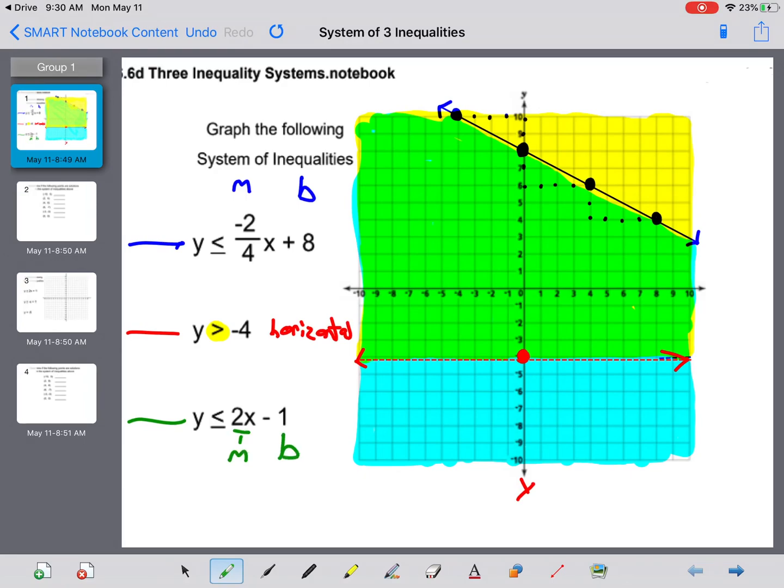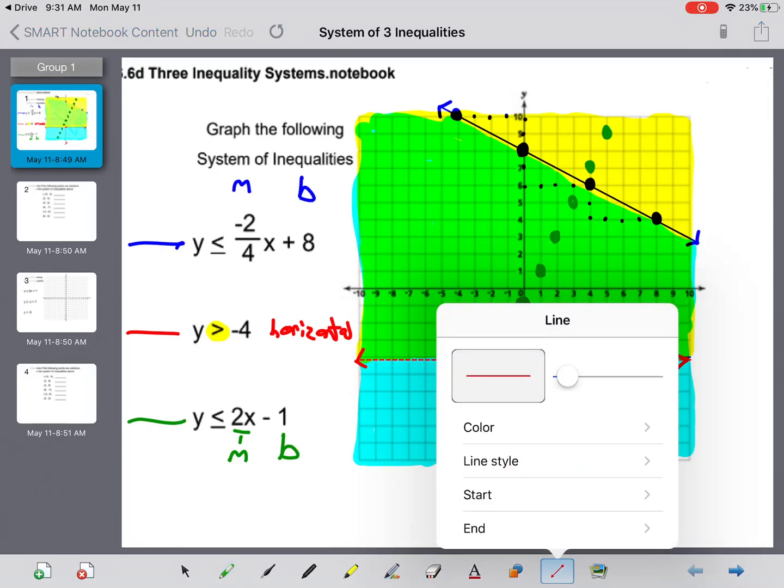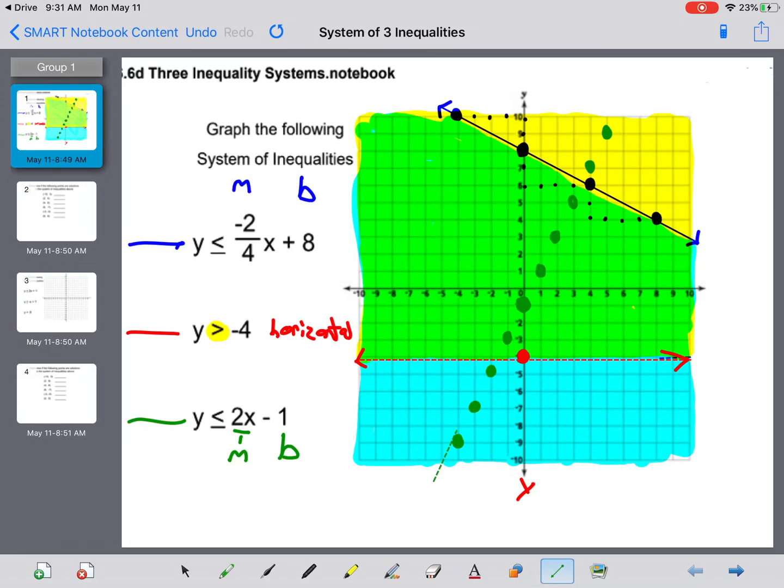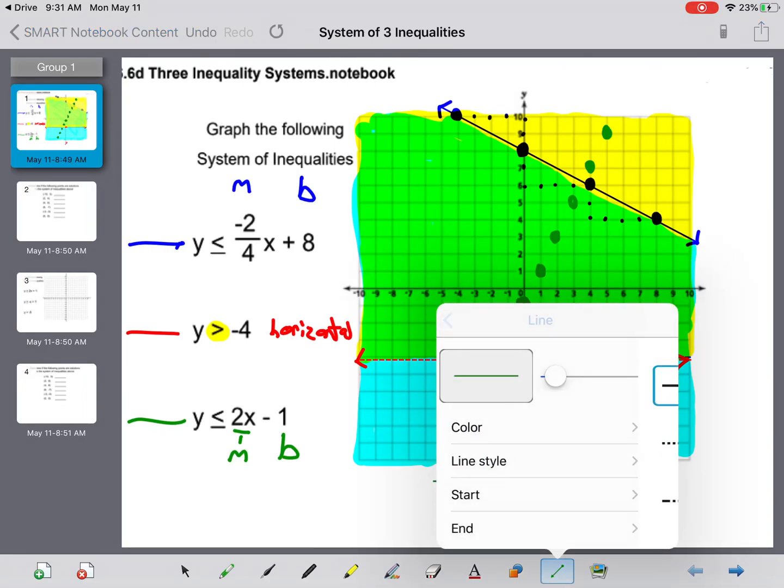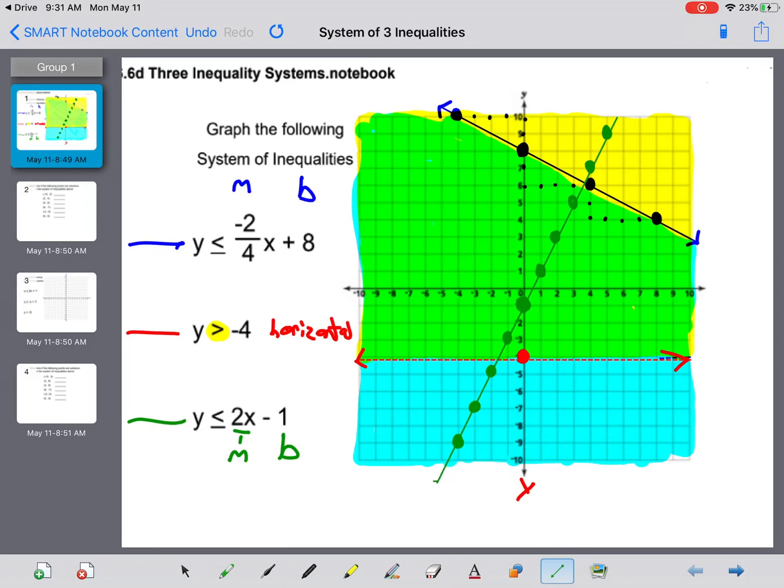So the third inequality says y is less than or equal to 2x minus 1. You have your m value of 2/1, and you have your b value of -1. So put a b value right at -1. Your slope tells you to go up 2 and to the right 1. I'm going to follow that pattern all the way through the graph. And when I can't go up and to the right anymore, we go down and to the left. Less than or equal to means a solid line.